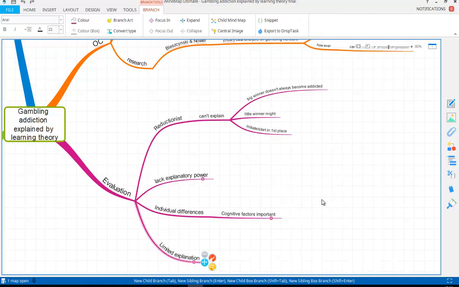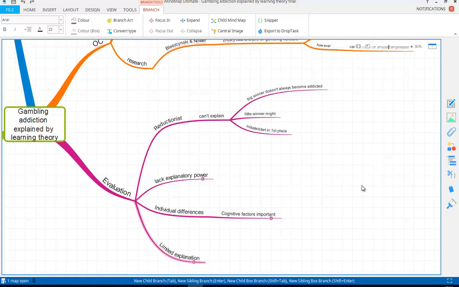So I've just removed some from the screen. Right, so reductionism, basically, it is a very limited and we would say a low-level explanation. So it doesn't explain other factors. For example, what about the big winner who doesn't become addicted? They win once, they win big, but they don't continue to gamble and they don't find it problematic.